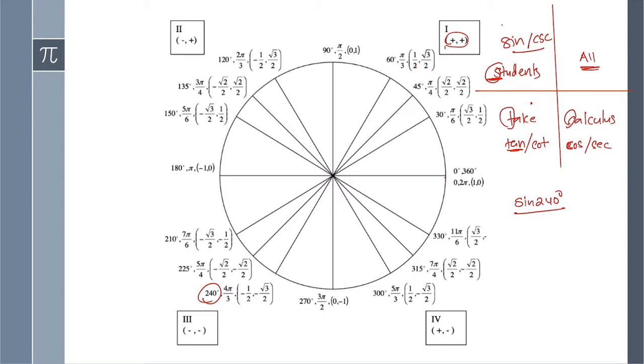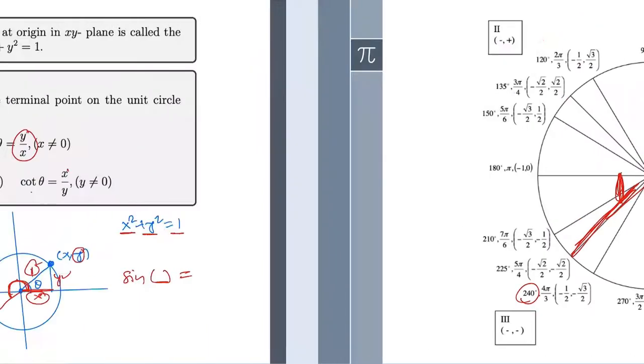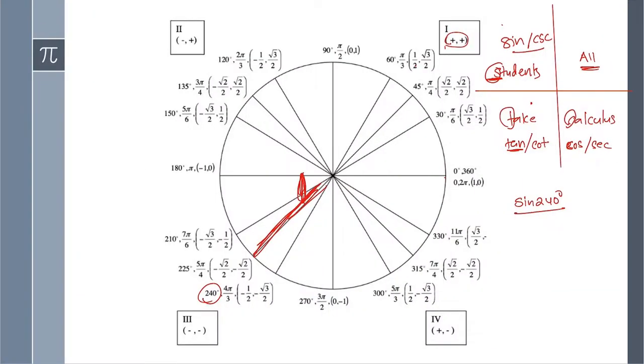The reference angle is the acute angle made by the terminal side with the horizontal axis, the x-axis, so this angle. We know that 240 is in the third quadrant, so to find the reference angle, you subtract 180 from 240, and that gives you 60 degrees. So the reference angle is 60 degrees. Now I use the angle from the first quadrant. I know sine 60 degrees: the y value is square root of 3 over 2.